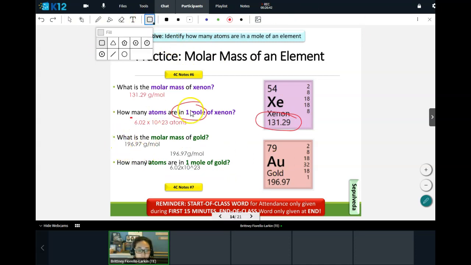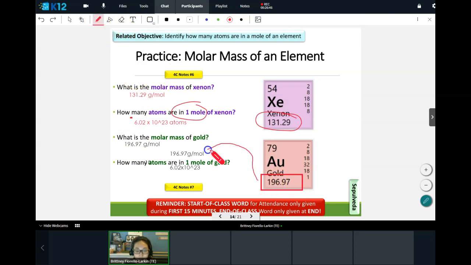So taking a look here, molar mass of gold comes from this number down here. Absolutely, in grams per mole. And in 1 mole of gold, again, there will still be the same amount of atoms. Even though it's heavier, about 3 apples worth of gold, it's still going to be the same amount of atoms. All right, let's go ahead and answer number 6 and number 7 in our notes and raise our hands.